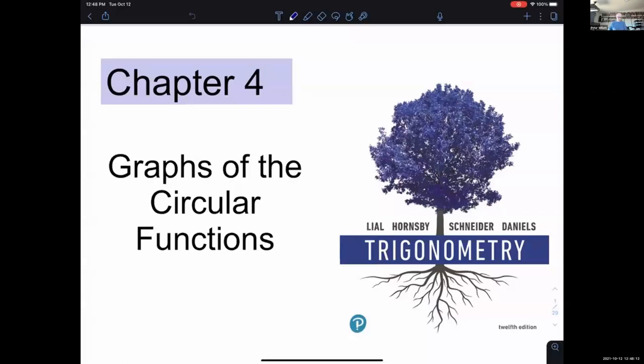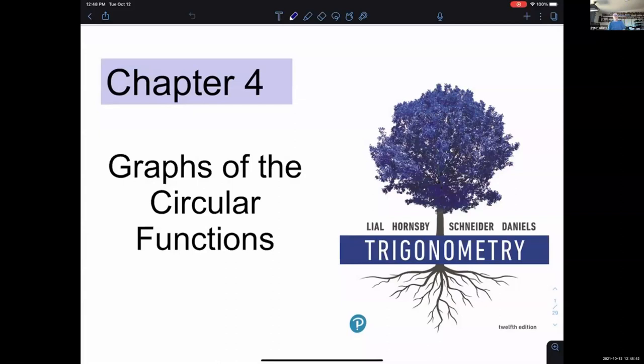Chapter 4, which is all about graphs. And so we want to look at 4.3 today. In 4.1, we introduced the idea of making a graph of the trigonometric functions like sine and cosine, looking at the basic trig functions and how their graphs look. And then in 4.2, we continued looking at graphs.